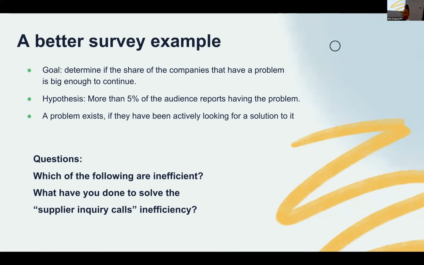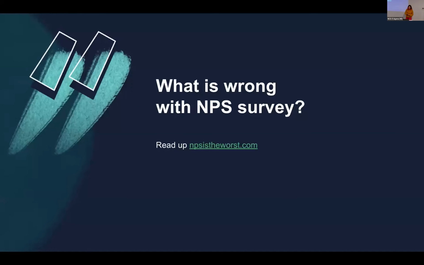And if it exists, we don't want to just ask, do you have this problem? Because if you ask, do you have a problem of not doing enough sports or not leading a healthy enough life, of course a lot of people will say yes, this is classic. If it exists, they're looking for a solution for it. That's why we were asking which of the following are inefficient for a bunch of different possible problems. And for that one specific, if they checked it, what have you done to solve that problem? That's how we would measure if we have enough traction here.